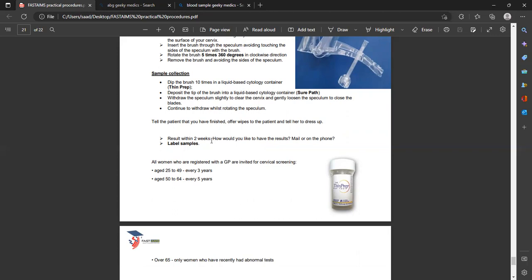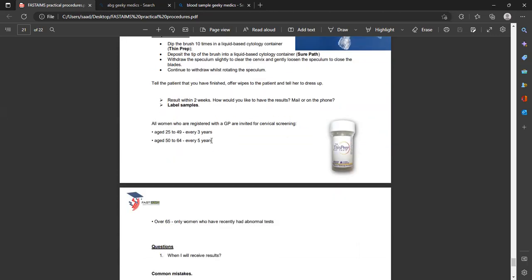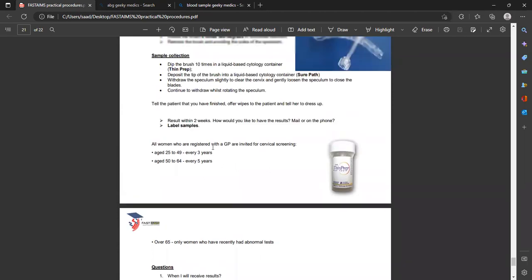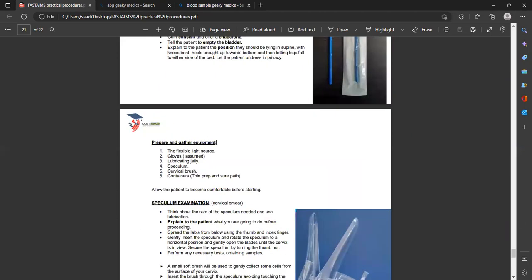How would you like to take results? Either mail or phone, ask this of the patient. I have written the general overview: at the age of 25 to 49, every 3 years one gets examined with a speculum examination. From 50 to 64 years, every 5 years, and after 65, only if they have abnormal tests. So speculum examinations are also easy. There's just one thing you have to look into, which is why she did not have this examination in the last 10 years, and the contraindications.